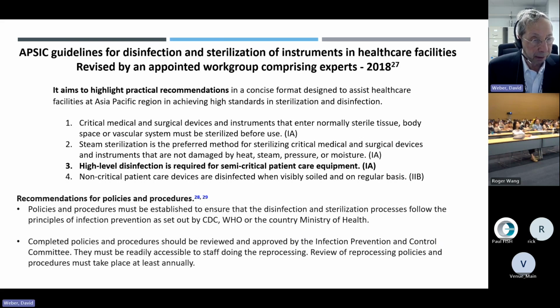They go on to say policies and procedures must be established to ensure that the disinfection and sterilization processes follow the principles of guidelines as set out by APSIC, but also by the Centers for Disease Control, the World Health Organization, or the country's Ministry of Health. Completed policies and procedures should be reviewed by the Infection Prevention and Control Committee and must be readily accessible to staff doing the reprocessing, and those staff must be adequately trained in the proper use and adherence to those policies. There should be a review of the policies and procedures, as well as training of the staff, at least annually.